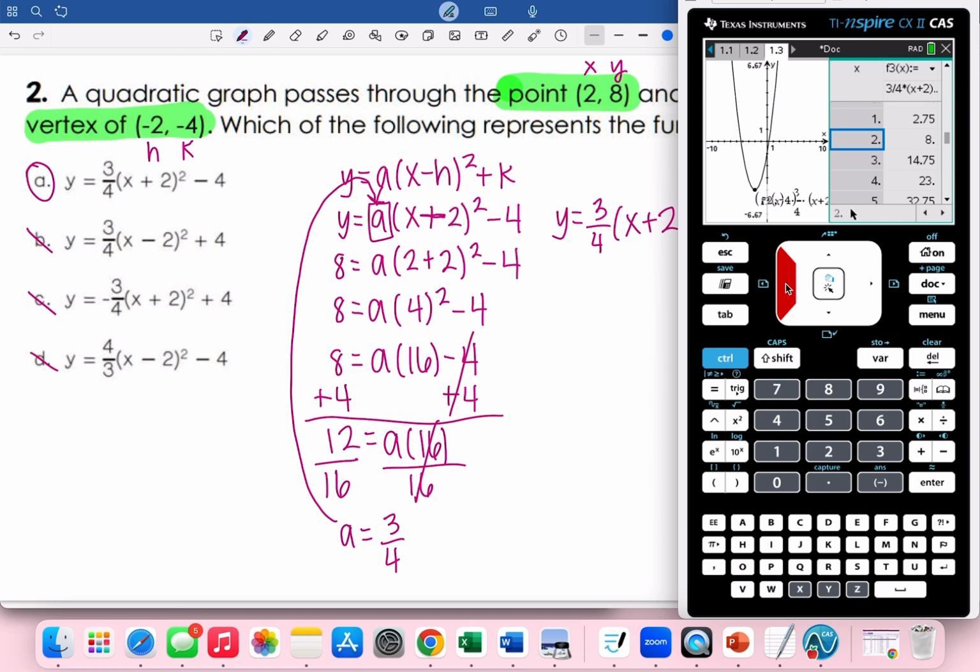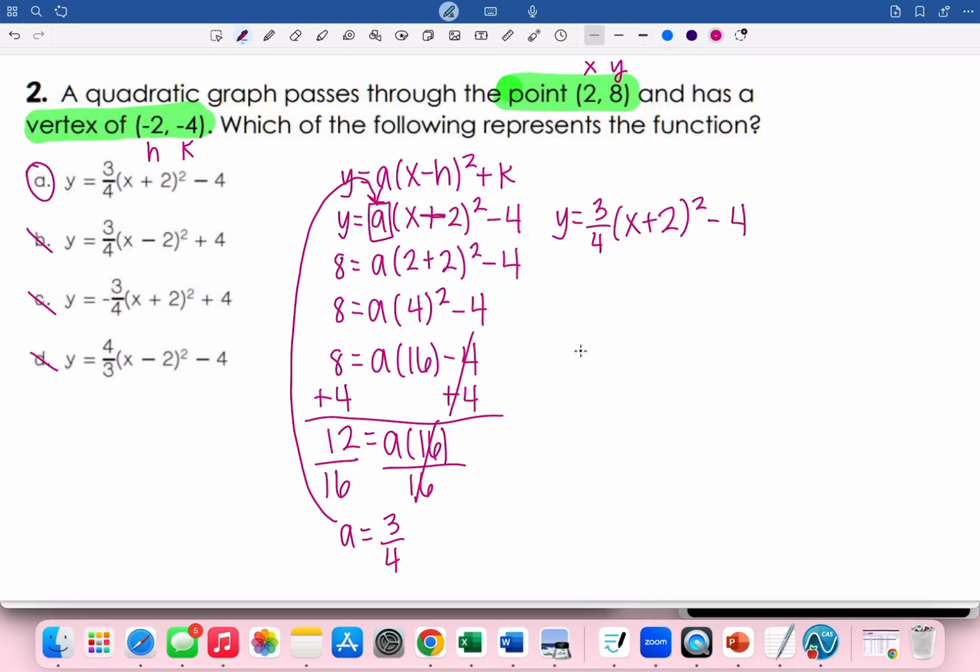So this is just another way that you could end up with the same result without having to do everything algebraically. But again, it's good for you to know how to do this just because we don't know the way it's going to be presented to you on the test.